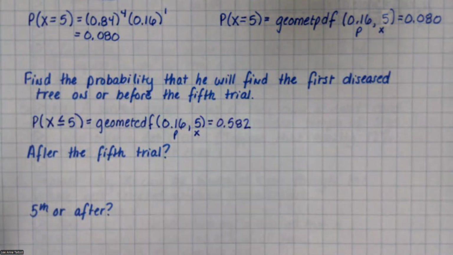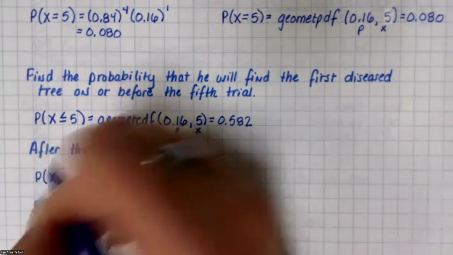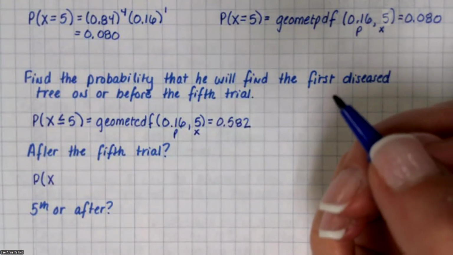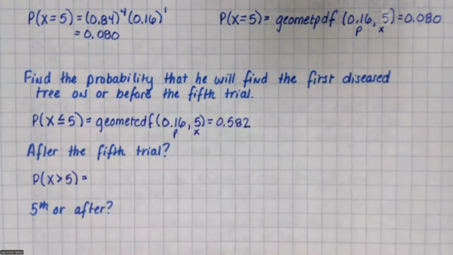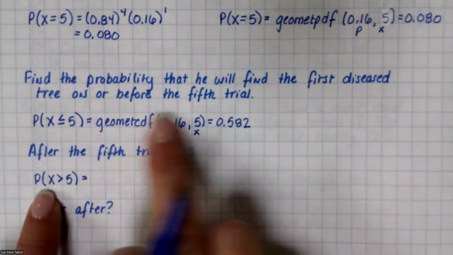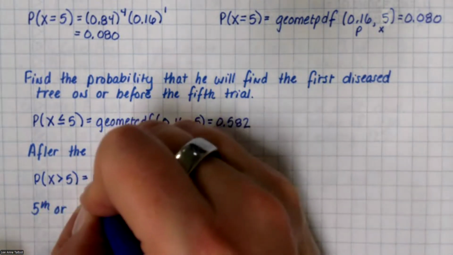All right, next. After the fifth trial. Okay, translate that for me. What is it? Probability X is more than 5? Okay, now wouldn't that be the exact opposite of less than or equal to? That would be the complement, correct? Mm-hmm.